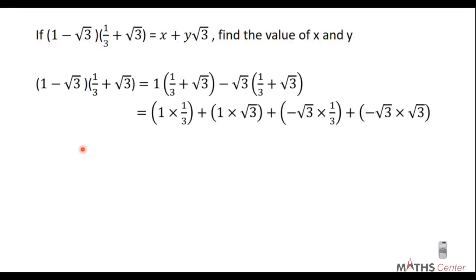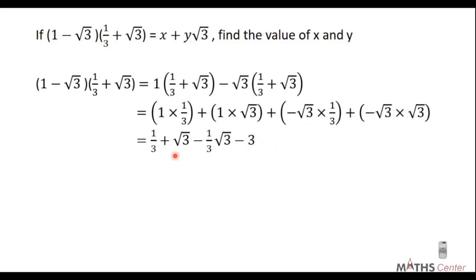So we move on. 1 times 1 over 3 will give us 1 over 3. 1 times square root of 3 will give us square root of 3. Now when you come here, we have minus square root of 3 times 1 over 3, and that is giving us minus 1 over 3 square root of 3. Then minus, we know that square root of 3 times square root of 3 will give us 3. We already have the negative sign here, so minus 3.